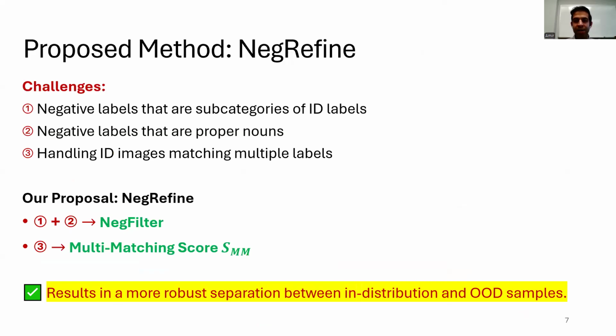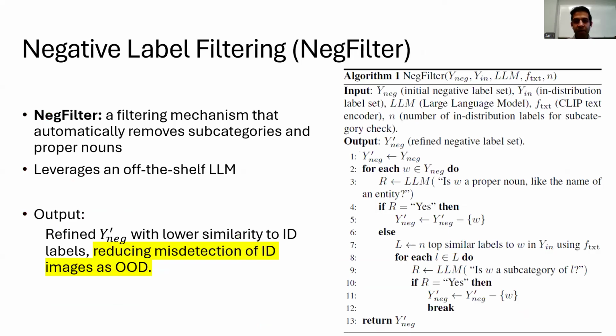To tackle these challenges, we introduced NegRefine. To handle the subcategory and proper nouns, we propose a negative label filtering mechanism. To address the multi-label matching issue, we designed a multi-matching aware scoring adjustment. Our first component is NegFilter, which automatically identifies and removes subcategories and proper nouns from the negative label set. To achieve this, we use an off-the-shelf LLM as an expert to detect these problematic cases.